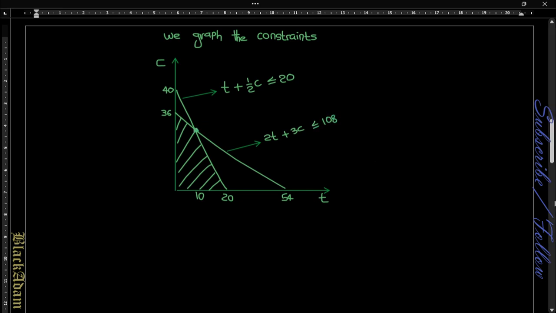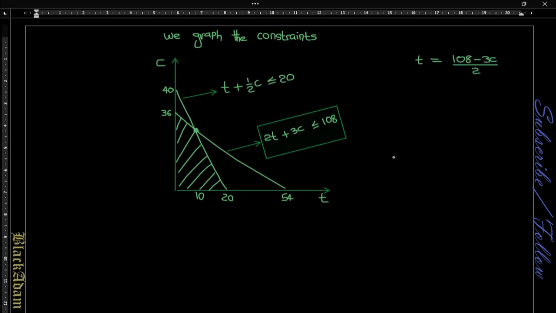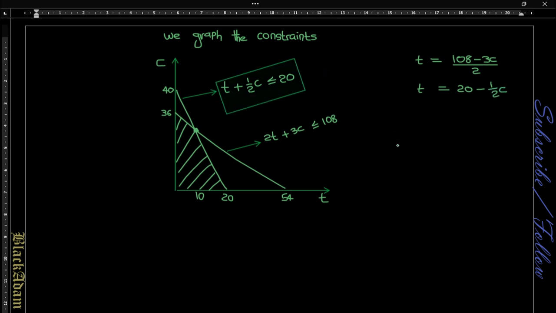And then, solving for the point of intersection, we have t equals 108 minus 3c all over 2. That's for that equation there. And then we have t equals 20 minus half c, and that is for the other equation. So we need to solve for t. t equals t, so the right sides are equal to each other. That's 108 minus 3c over 2 equals 20 minus half c.